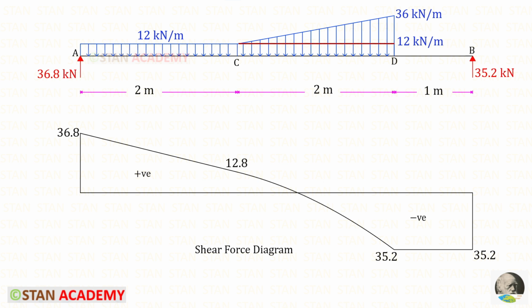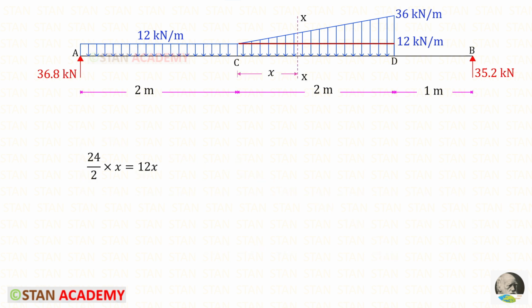Here you can see the shear force diagram. Under the UVL, the diagram should be in the shape of a parabola. In this point, the shear force becomes 0. So in this point, there will be maximum bending moment. We have to make a section in this point and find the distance. You can see that in that point, I have made a section XX at a distance of X from C.